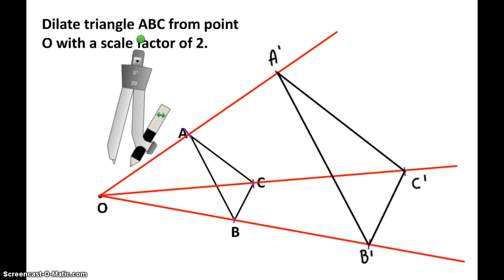Notice that the triangle that we created is similar. All the sides are parallel, all the angle measures are the same. However, the side lengths are twice the length, so they are similar and not congruent shapes. So we know that AB is parallel to A prime B prime, AC to A prime C prime, and CB to C prime B prime. Okay?